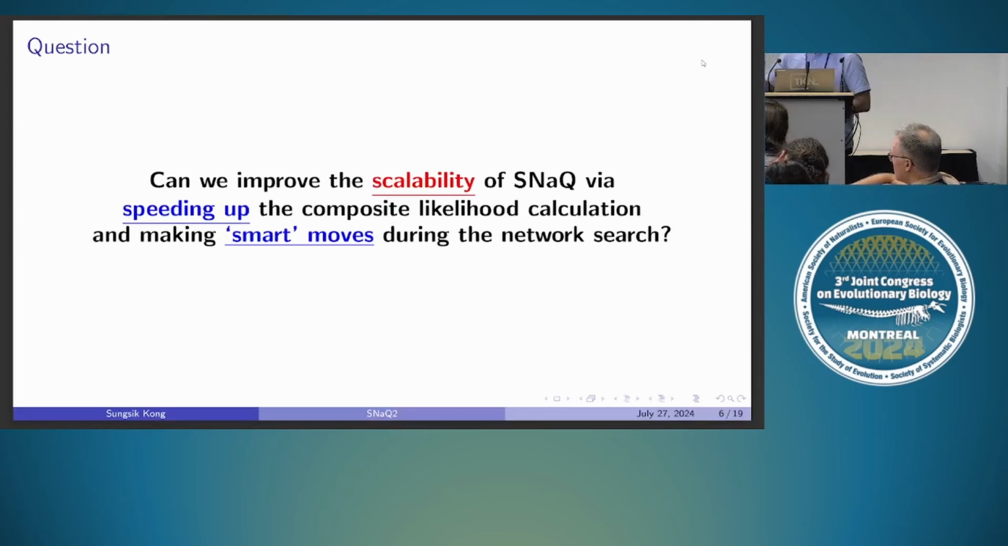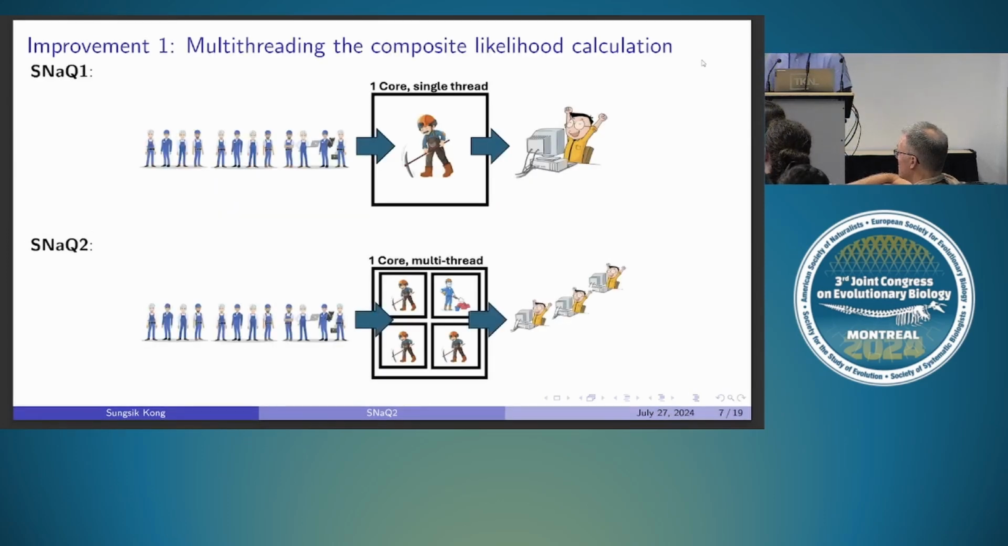And I tackled this question by implementing 3 strategies. 2 of them are trying to speed up the composite likelihood calculation, and 1 of them is trying to make smart moves during the network search. One way to speed up the composite likelihood calculation is very straightforward. Because the first version of SNAC uses a single thread, we just use multi-threading.